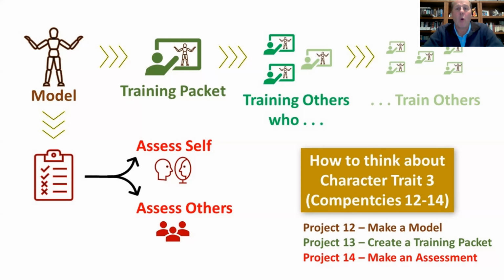This slide will give you an overview of how to think about character trait number 3, or competencies 12 through 14. And so you can see that at the heart of this project or series of projects is creating a model. And from that model, you will then create a training packet. Now that training packet will be used in your context for those that you lead. And that's the training others section. And the expectation is that once they understand the nature of this model, they then can pass that model on to others that they lead.